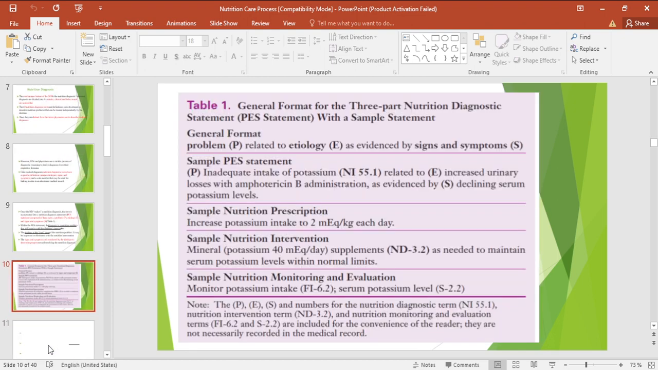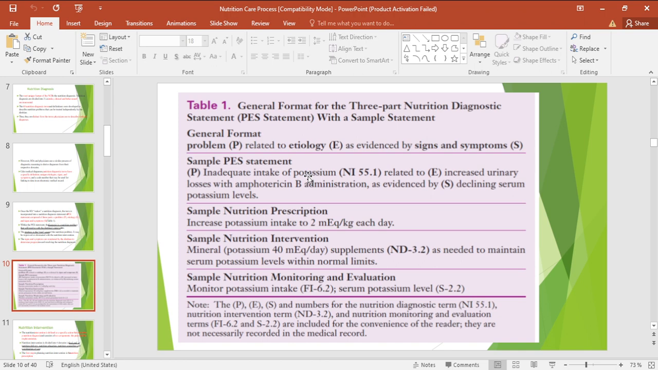So in Table 1, we are going to basically go through the three parts of the nutrition diagnostic statement, or the PES statement. So the general format is PES: problem, etiology, then signs and symptoms. And your statement has to be in such a way that you state the problem, and then you say that this problem is related to such and such a cause, that is the etiology, as evidenced by such and such signs and symptoms. So for example, for P, one of the nutrition problems you can have is inadequate intake of potassium.